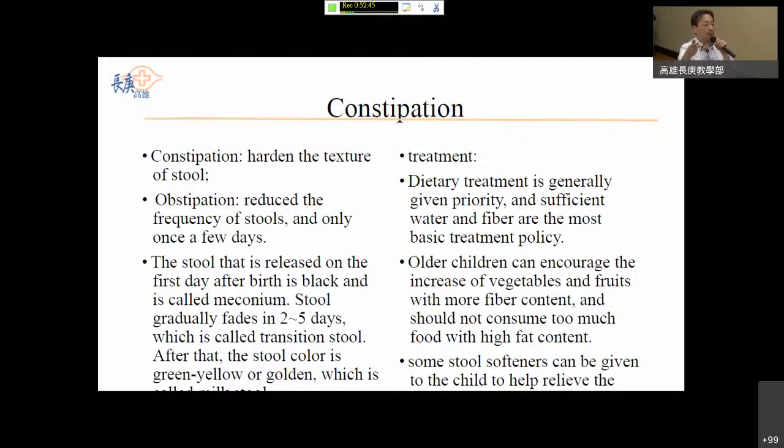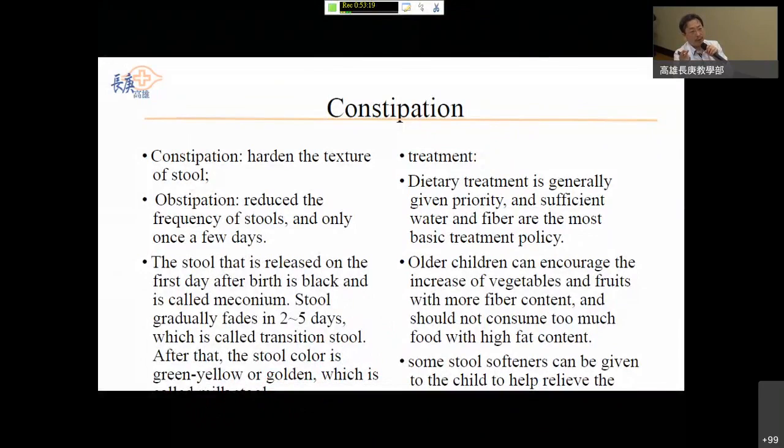When the stool is first released, the first day, the stool is black, okay? And this is what we call meconium. However, the stool color gradually fades in 2 to 5 days into yellow or yellowish color. And this is what we call the transitional stool, okay? And then it will eventually go to green or yellow or golden. This is what we call the milk stool, okay?